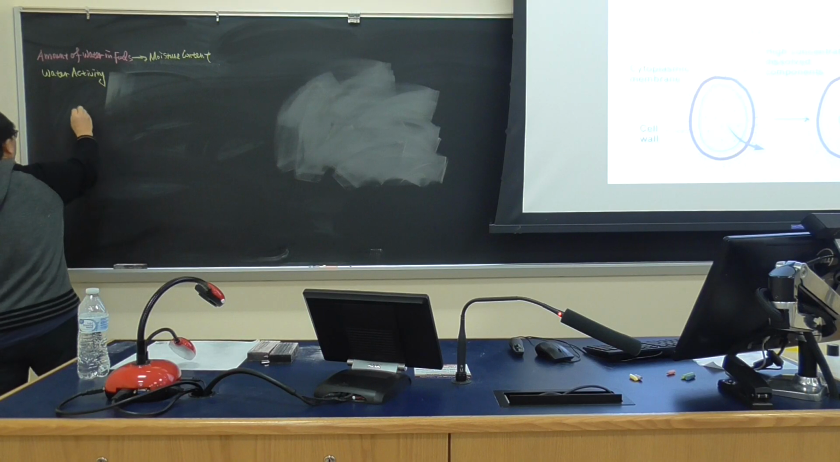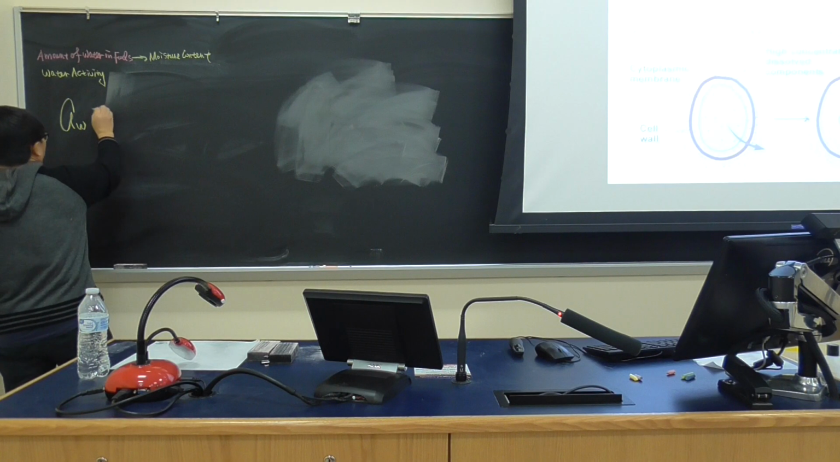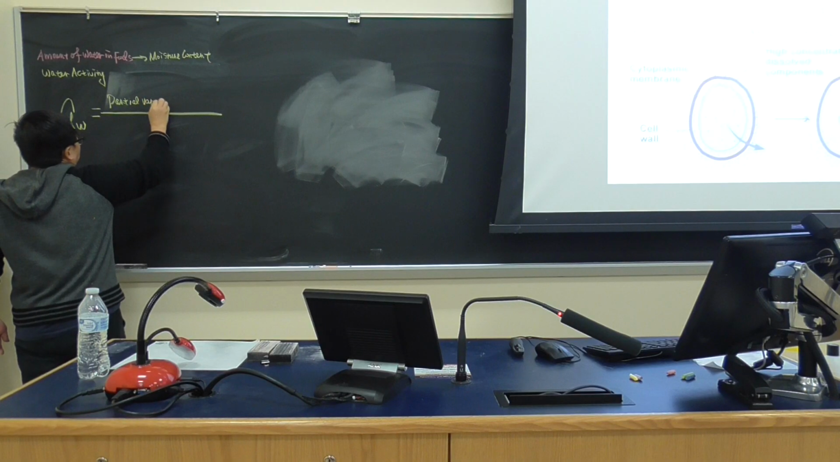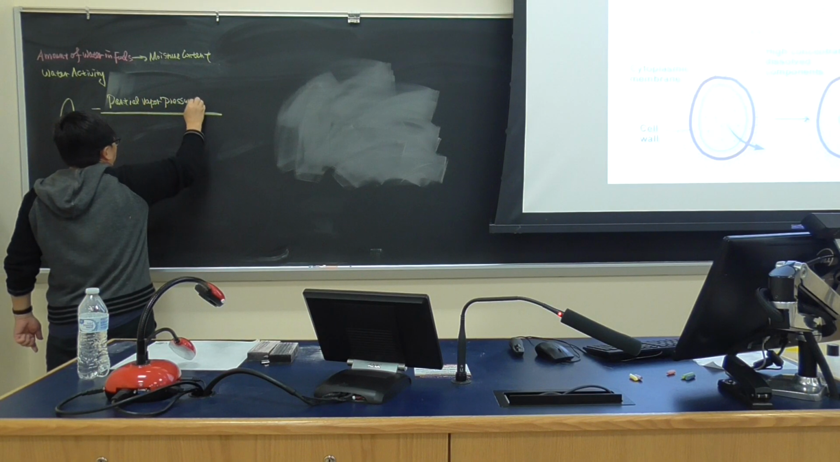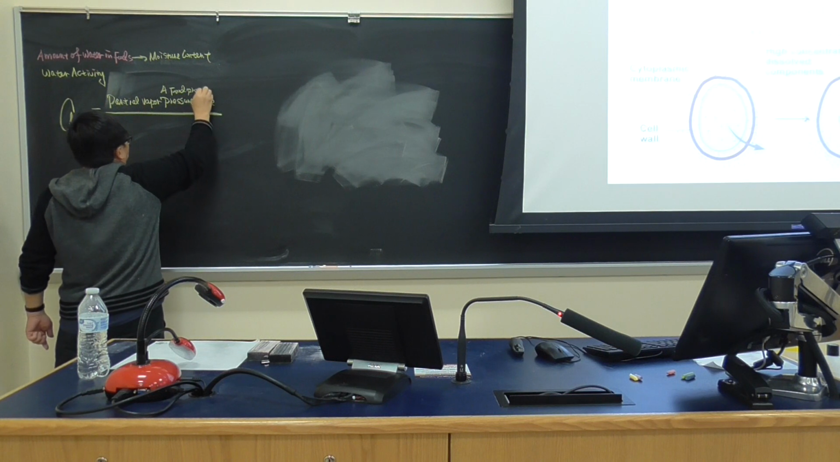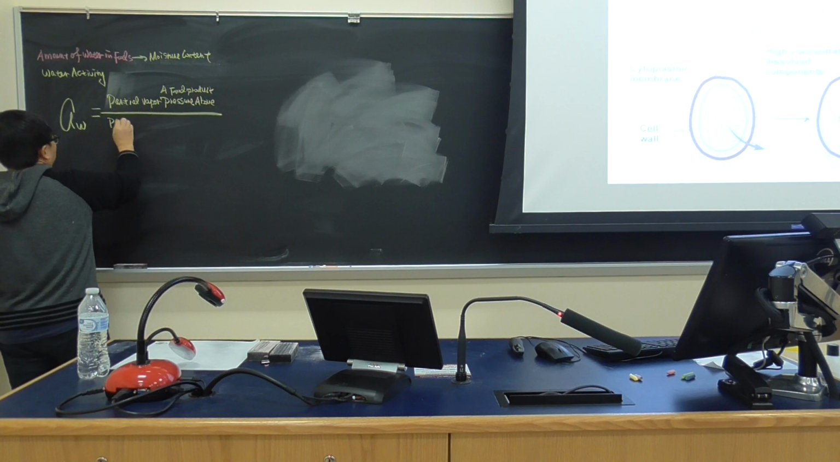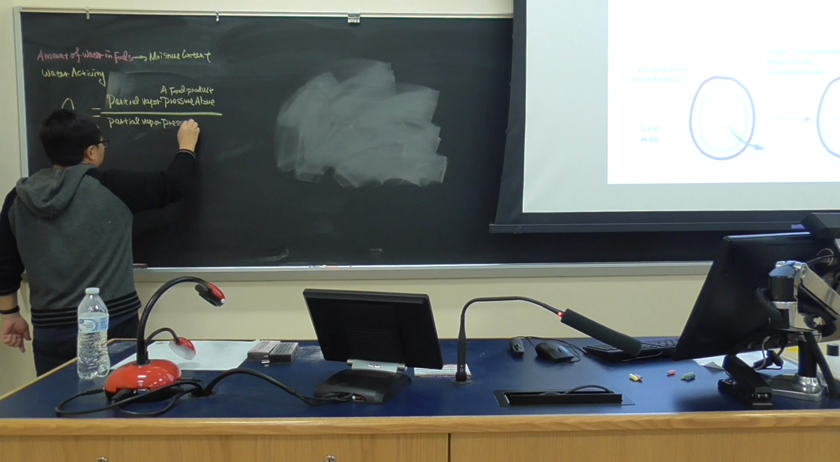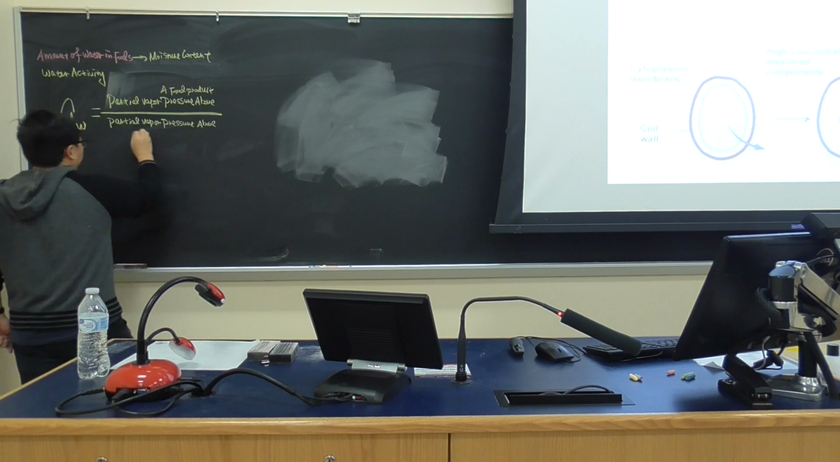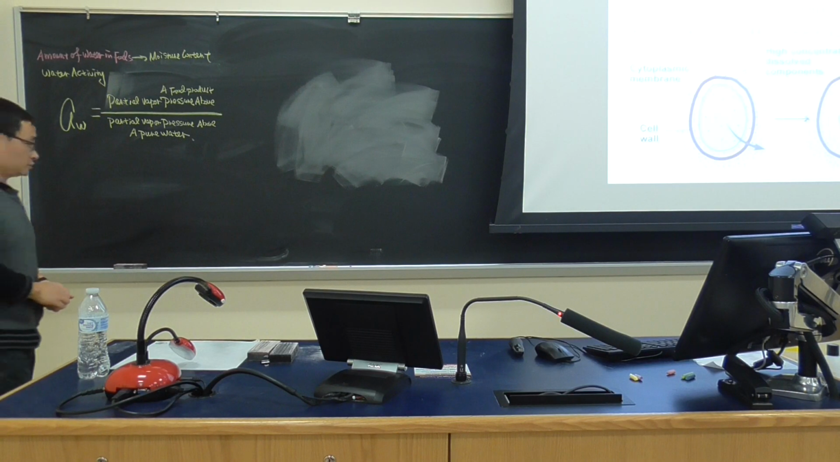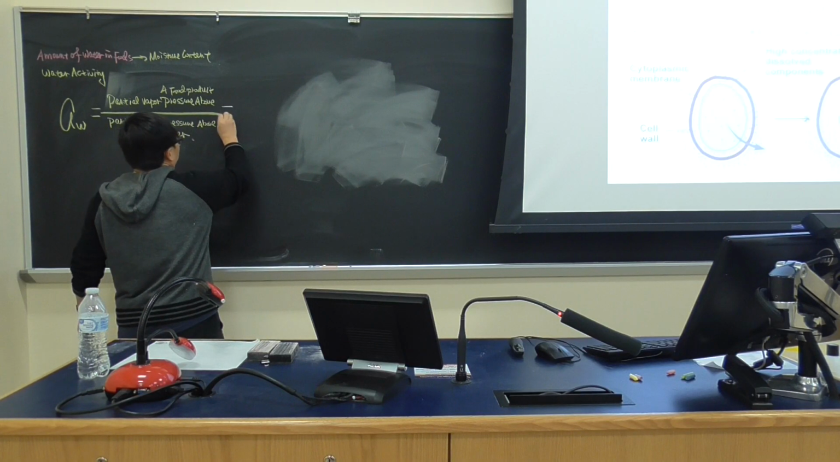Water activity, using aw, equals the partial vapor pressure above a food product divided by the partial vapor pressure above pure water. This sounds not very easy to understand, so we're going to explain what it is.